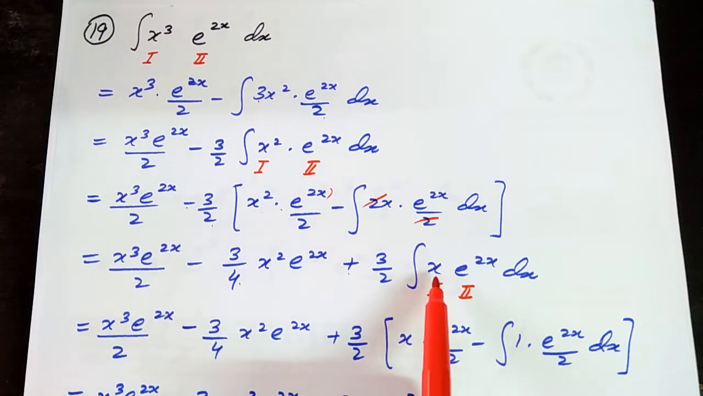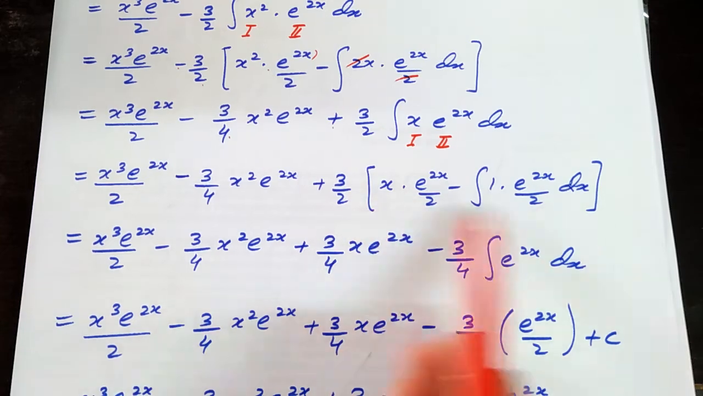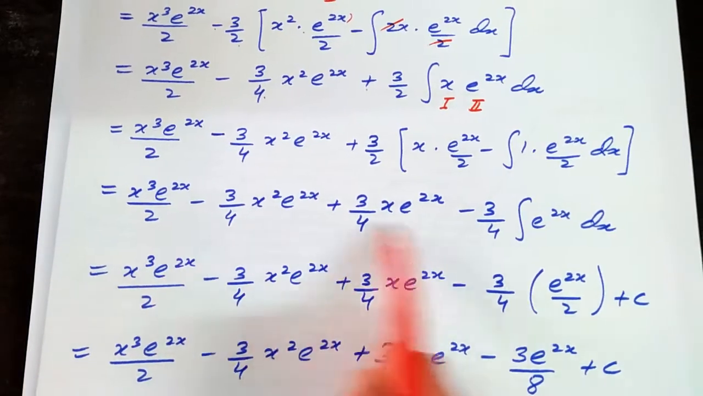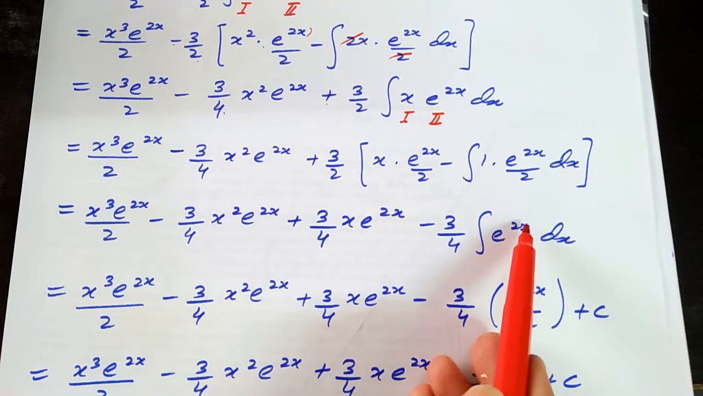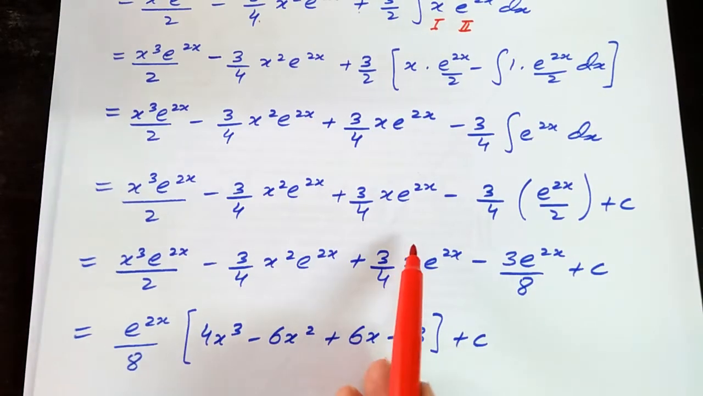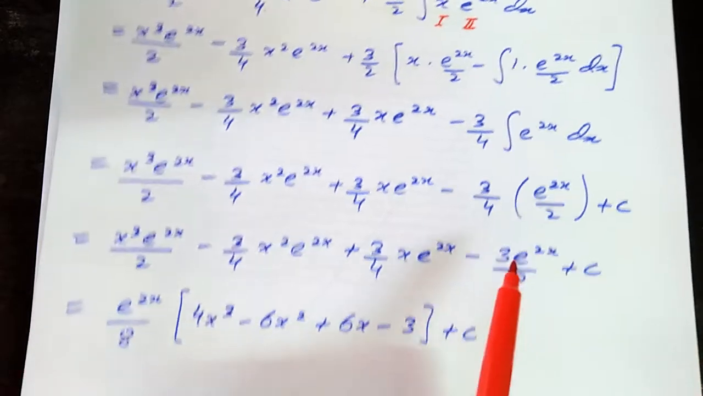Again we will let x as the first function and e raised to power 2x as second function. Just apply integration by parts formula like this and open this whole bracket. We will get this equation. Integration of e raised to power 2x will give us e raised to power 2x over 2. Now this will become minus 3 over 8 e raised to power 2x.